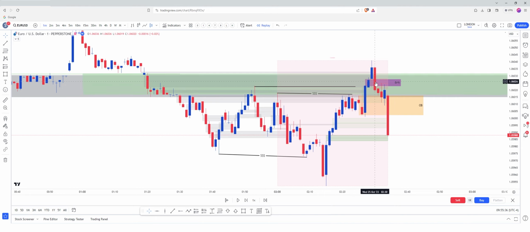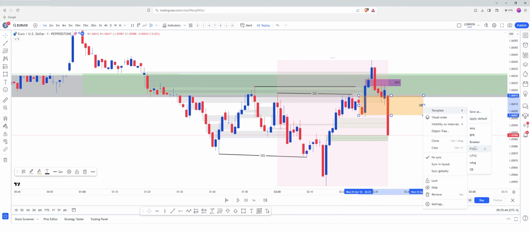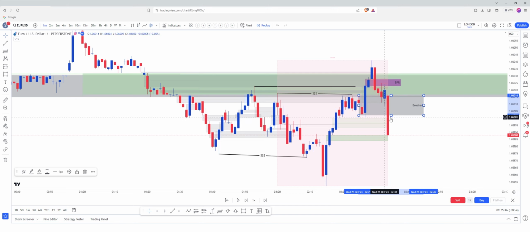So we've had this tap of the balanced price range. We've rejected her really strongly, closed straight through this order block. This is now a breaker block. So as soon as we get that close through there, I'm flipping that to a breaker block because we've disrespected this.